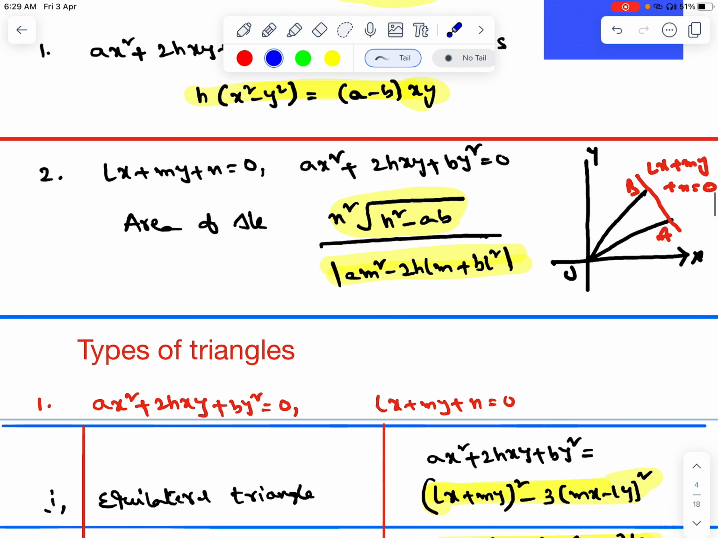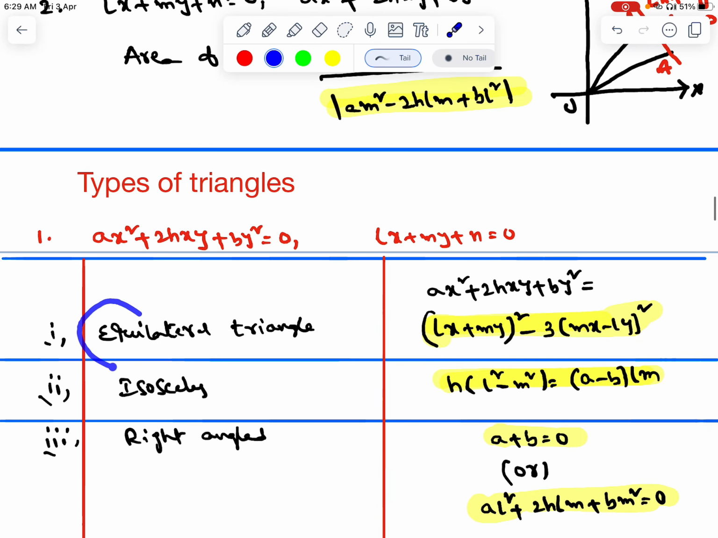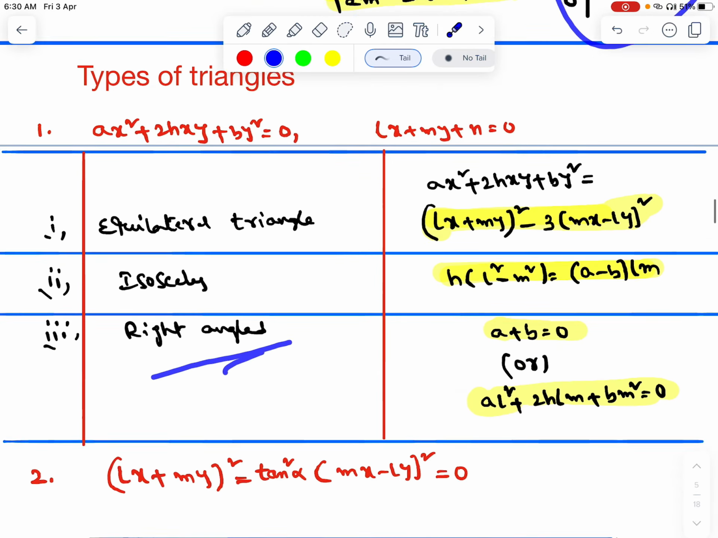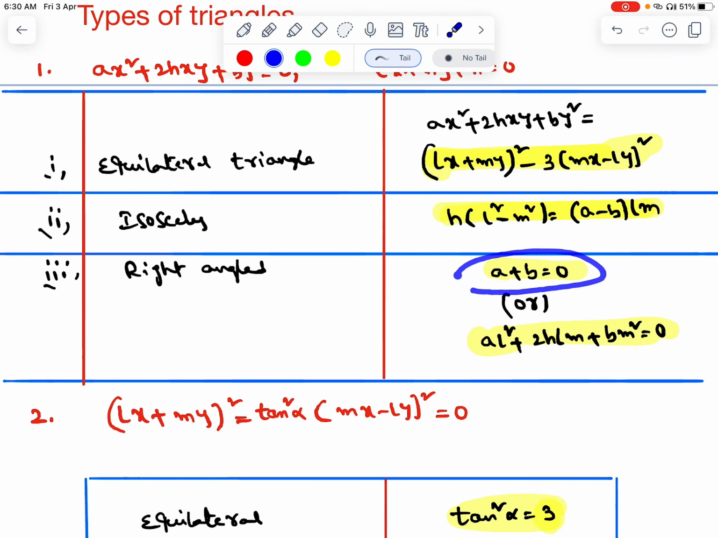Types of triangles. This is the equation. Suppose they are asking for an equilateral triangle; this is the formula: (lx + my)² − 3(mx − ly)² = 0. Isosceles triangle: you can use the formula h(l² − m²) = (a − b)lm. In this video, I'm covering only formulas. If the triangle is right angled, this is the diagram, and the formula is a + b = 0 or al² + 2hlm + bm² = 0.